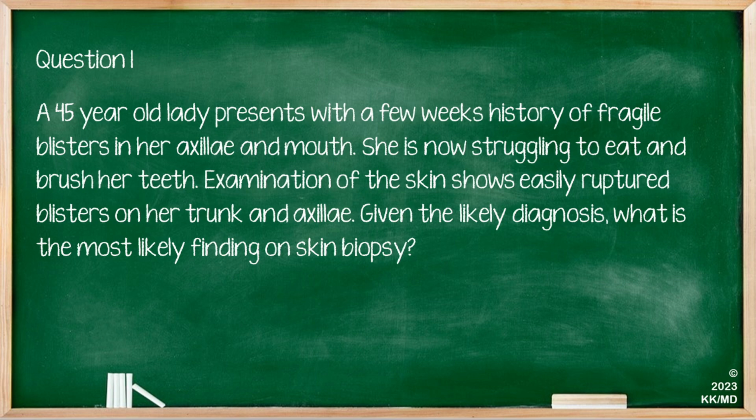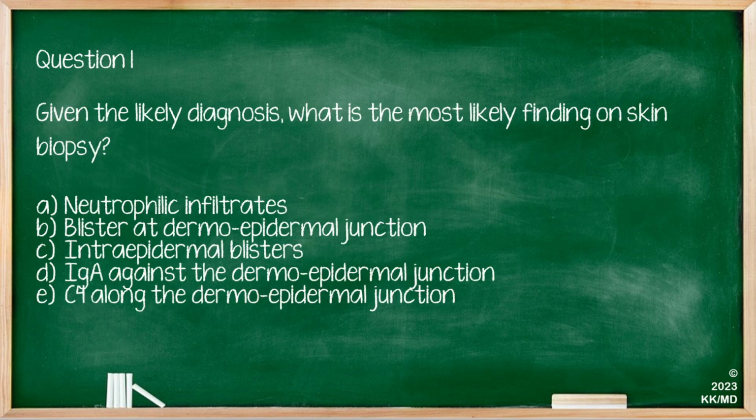So this requires a two-step verification of your knowledge. Hopefully by reading the clinical vignette, you have realized that this is classically describing a case of Pemphigus vulgaris. You've got a middle-aged patient who's got a few weeks history of fragile blisters in friction areas such as the axillae, and more importantly, it's also affecting her mouth, leading to a struggle with eating and brushing teeth. So hopefully by getting the diagnosis of Pemphigus vulgaris, you would have realized that your options are a bit clearer. Given the likely diagnosis, what is the most likely finding on skin biopsy?